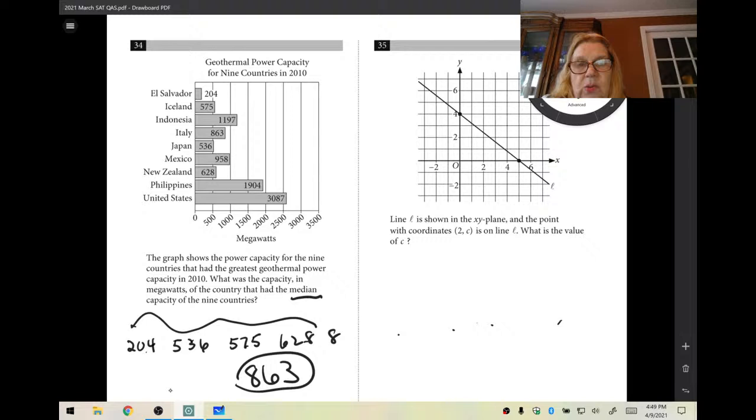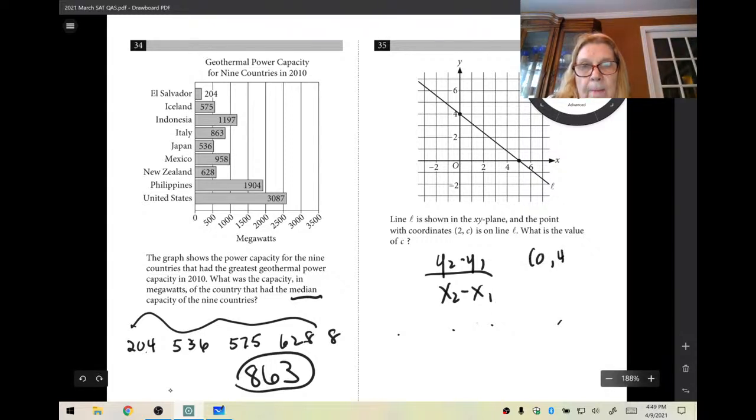Line L is shown in the xy-plane, and the point with coordinates (2, c) is on line L. What is the value of c? Okay, so we know we have to get the slope formula. Let's do that. I'm just going to use the intercepts. So we have (0, 4) and (5, 0). So the slope will be 4 minus 0 over 0 minus 5, which will be negative 4/5.